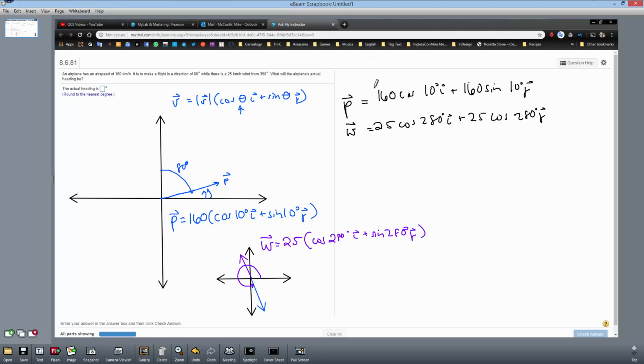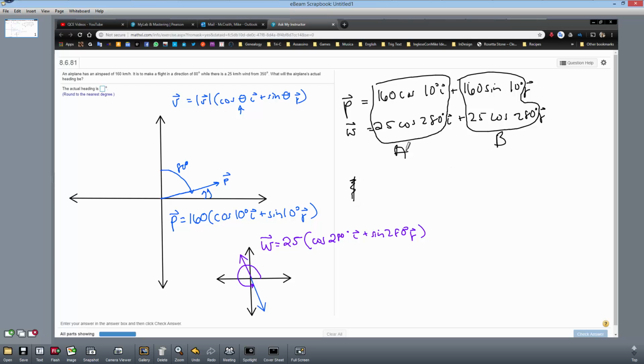And then all of this would be the coefficient of vector I. Oh, I accidentally left the I there. And all of this would be the coefficient of vector J. So you would call this A in your calculator if you wanted to. You'd call that B in the calculator. And then you're asked to find what the plane's actual bearing will be.